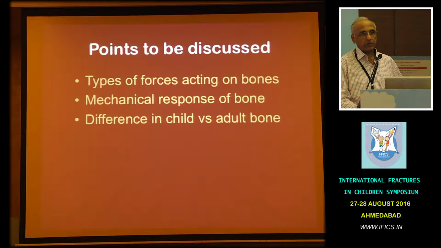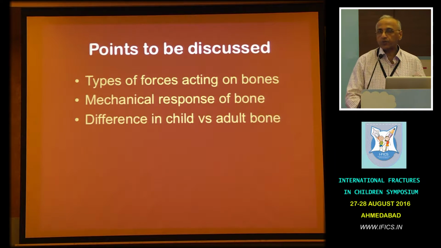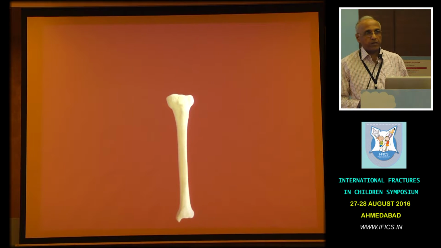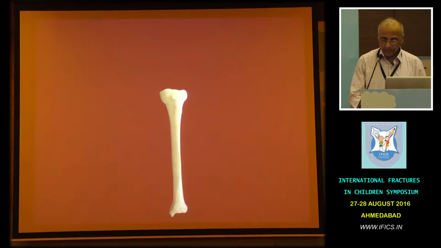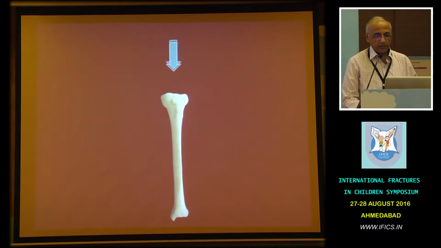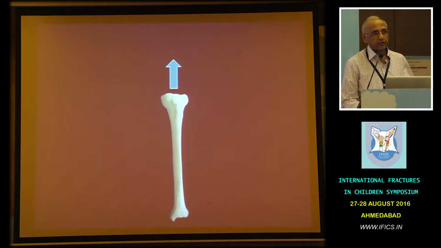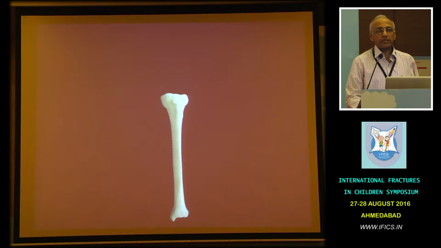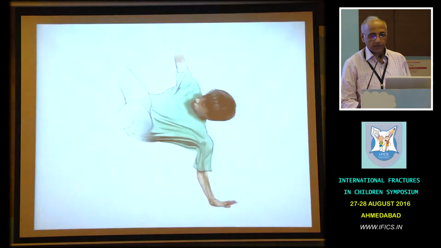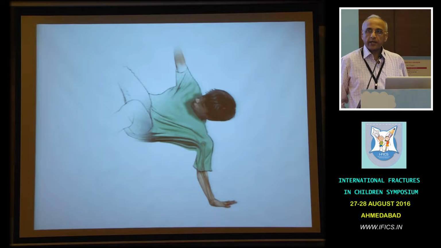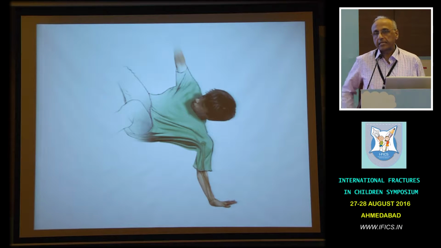The forces acting on the bones can be divided into 3 categories. The first is axial force, along the long axis of the bone. It could be working towards the bone, which we call compression force, like this. Or it could act in the opposite direction, which we call distraction force. When a child falls on an outstretched hand like this, the force that comes is a compressive force. And how the bones will respond to this force, let's see.